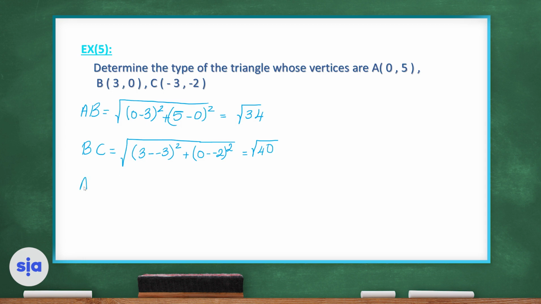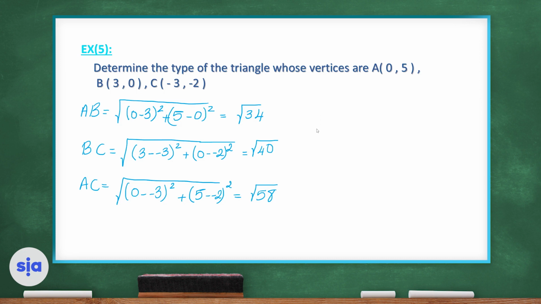And AC, its length is square root of 0 minus negative 3 all squared plus 5 minus negative 2 all squared. And the result is square root of 58. As you can see here, the longest side is AC.